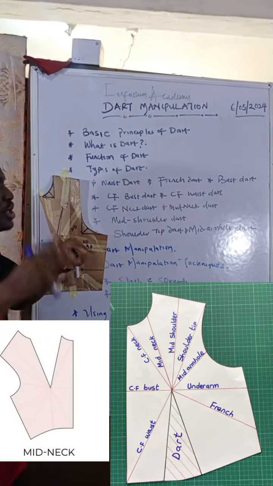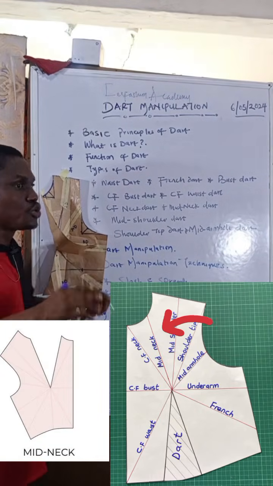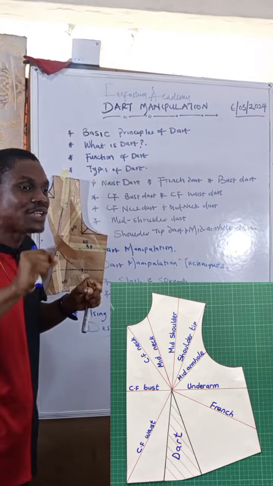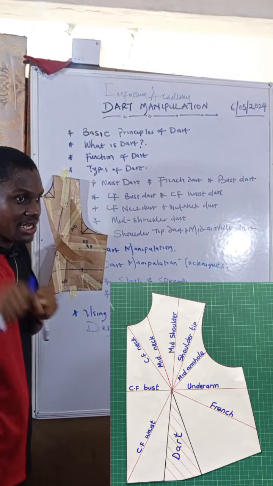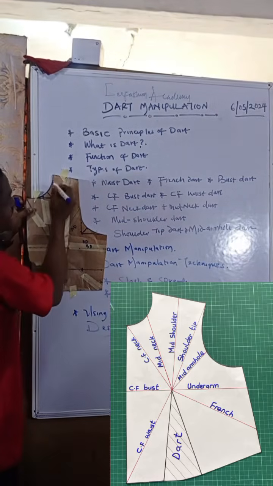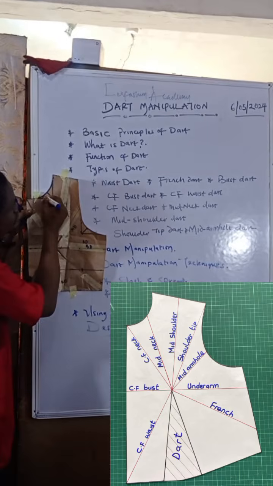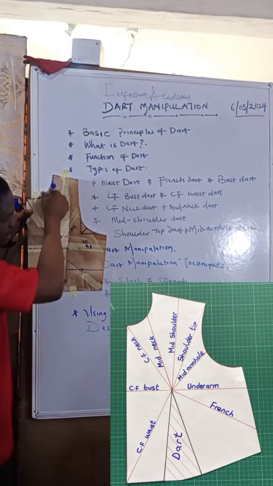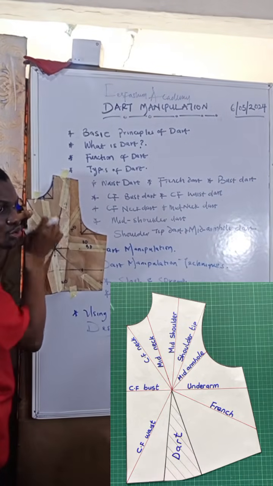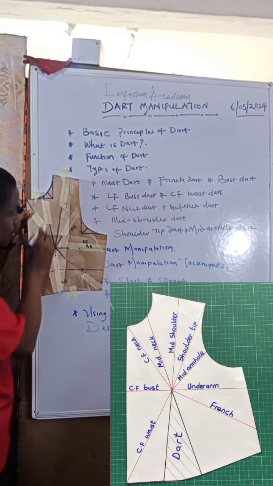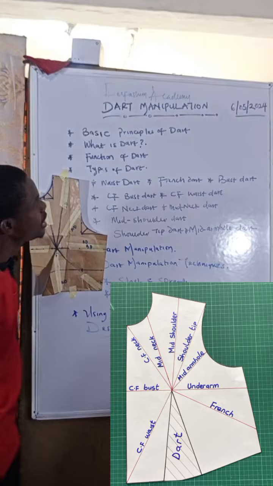Okay, according to its name, you are already supposed to know where the position of the mid neck is. Mid neck literally means the middle part of the neck, the middle point on the neck. Look at the neck from here to here. When you divide it into two, you find the middle part. So take it towards the apex point. Make sure you stop 1 inch, half inch, or 3/4 inch before the apex point. That is this particular one.